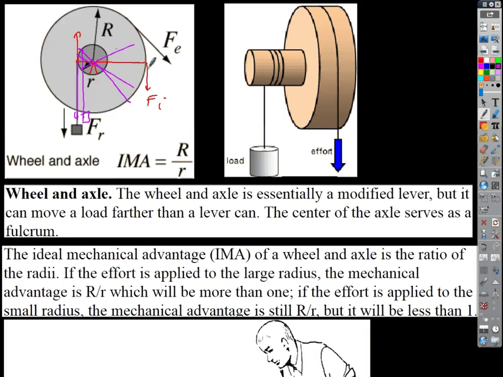So when we apply these forces to this end of the wheel, we're really just applying forces to the business end of the lever, right? To the effort, the input arm on the lever, right? Okay?